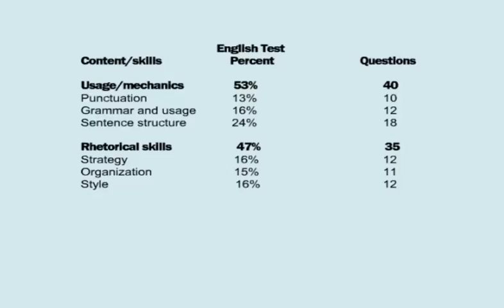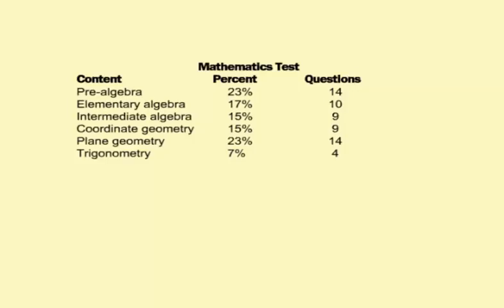The English usage portion of the test is comprised of 75 questions. They're broken down by mechanics and usage and rhetorical skills. We'll get into more detail on what we mean by this when we examine the English usage section in detail. The math section has 60 questions and you have an hour to do it. Again, we'll get into this in more detail shortly.